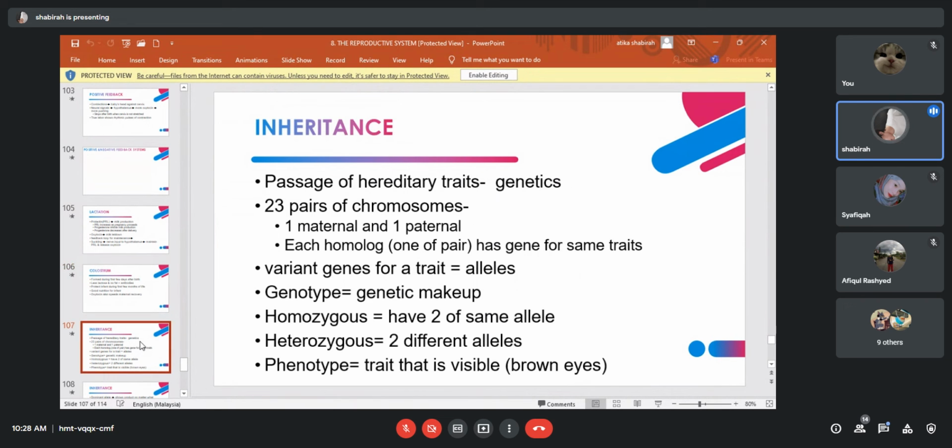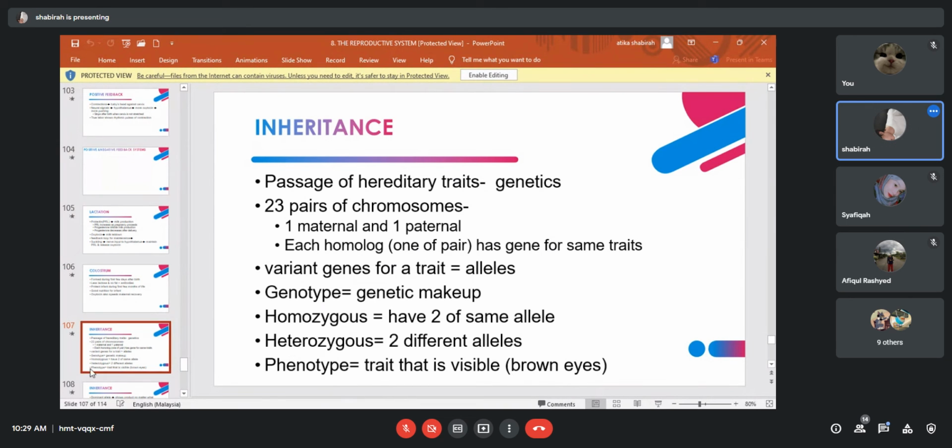And inheritance. Itu ni macam pembahagian traits from each parent by one half, like macam contoh kalau ayah dia ada curly hair, mak dia ada straight hair, so the baby akan dapat salah satu daripada tu je. So kalau contohnya baby dapat curly hair, so mungkin another baby akan dapat straight hair macam mak dia.